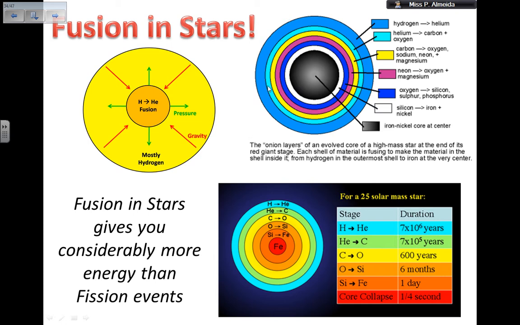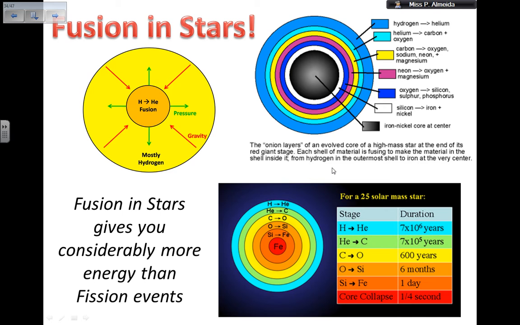So this is how a star looks at the end stages of its life. They did the hydrogen to helium fusion, helium to carbon and oxygen, carbon to oxygen, sodium, neon, and magnesium, neon to oxygen and magnesium, oxygen to silicon, sulfur, phosphorus, silicon to iron, and then when I get to iron, it's not going to release energy anymore, and the star stops having the pressure to balance out the gravity, and that's when the star collapses and dies. This is for large stars, and then they can have a black hole or a neutron star depending on the initial mass of the star.